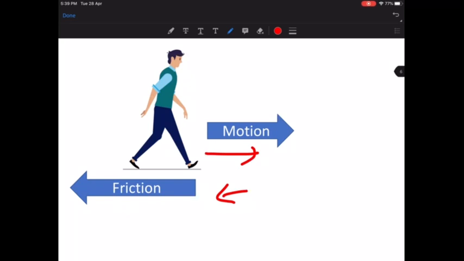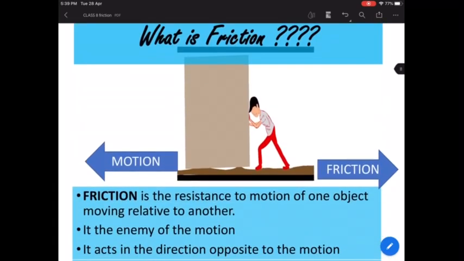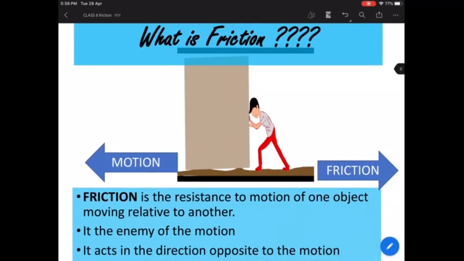So it's always equal and opposite action and reaction, which you will study in probably your next class. So it is the friction which helps us to walk. Okay. Next, now that we've talked about friction so much, what is the definition of friction?